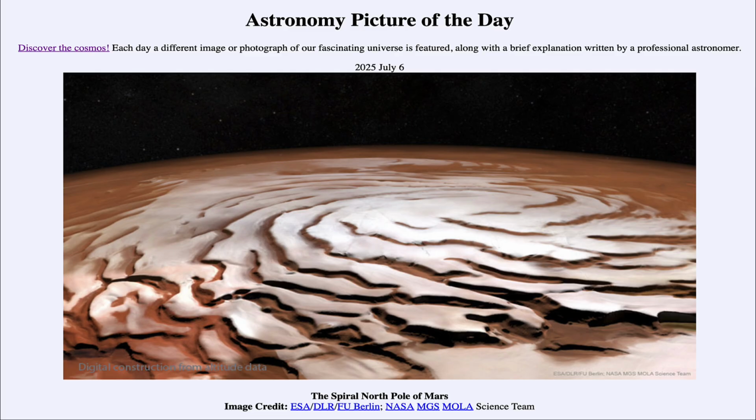Today's picture for July 6th of 2025 is titled The Spiral North Pole of Mars. So what do we see here?